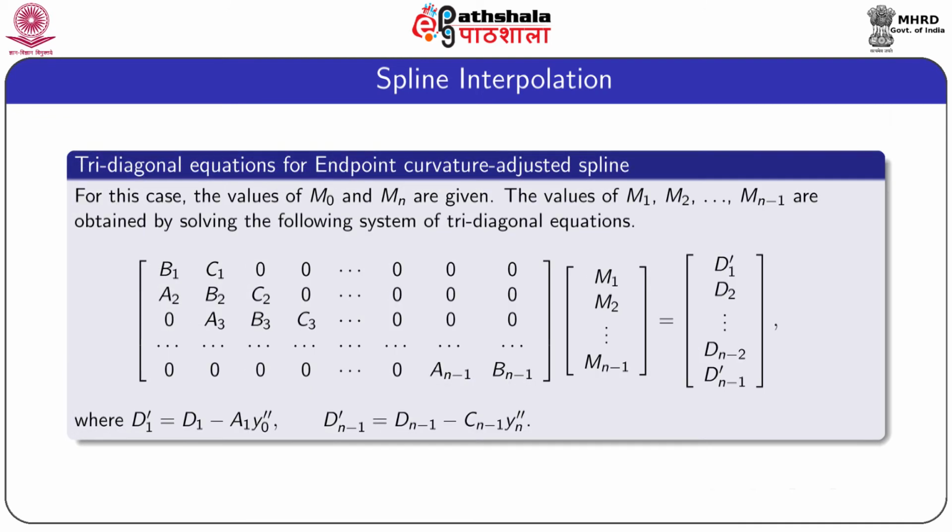Now, in the case of endpoint curvature adjusted spline, the values of m0 and mn are given. That means the corresponding system of tridiagonal equations is written below. Here also note that the number of equations is n minus 1 and the number of unknowns is also n minus 1. Therefore, we can solve this system of equations uniquely if the coefficient determinant is non-singular, where d1 dash equals d1 minus a1 y0 double dash and dn minus 1 dash equals dn minus 1 minus cn minus 1 yn double dash. These are the known quantities.